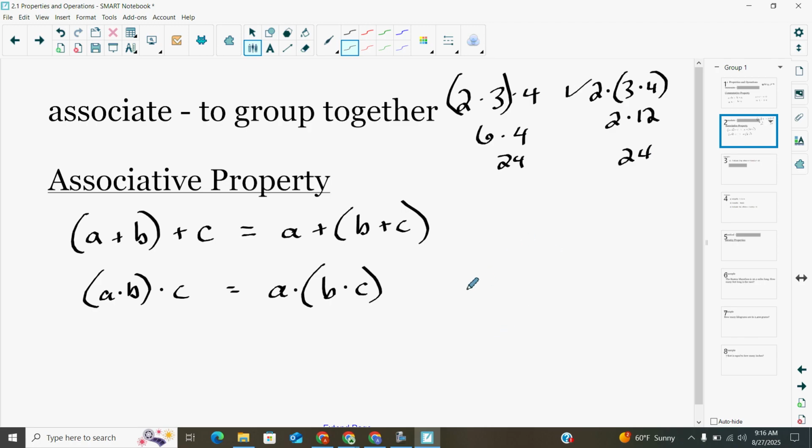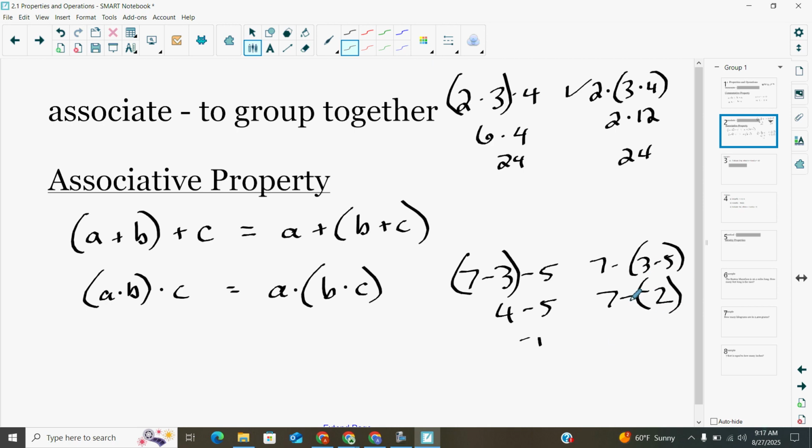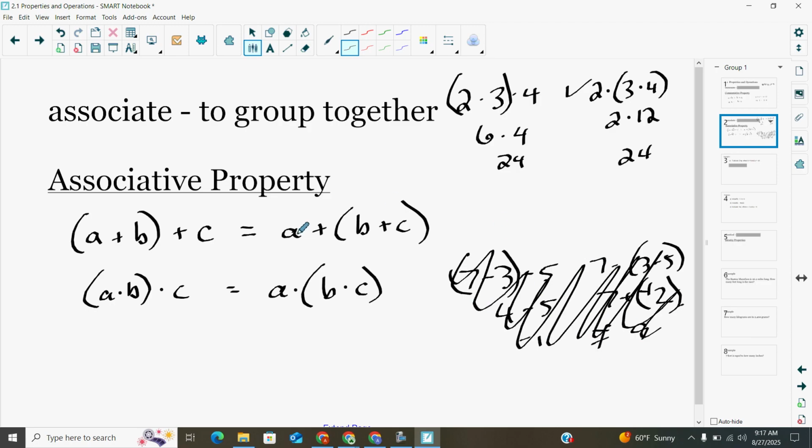Subtraction is not, division is not. If I do these first, I've got 4 minus 5, that's negative 1. Here I've got 7 minus negative 2. Minus negative is plus, that's 9, not equal to each other. So it only works for addition, it only works for multiplication. That is the associative property.